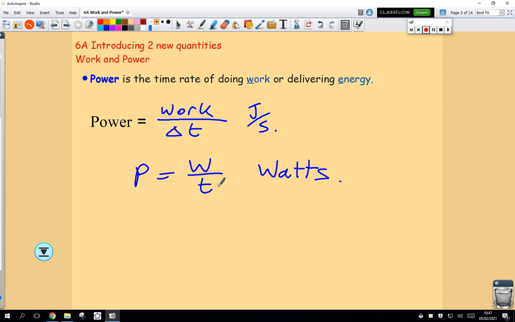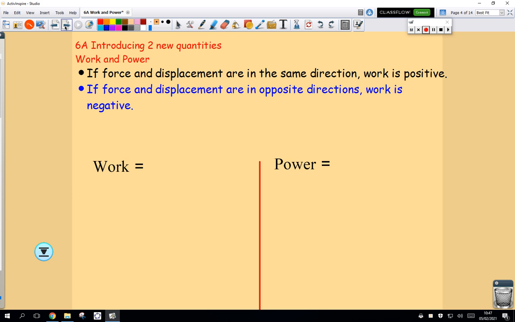Okay, so in order to calculate power, I need to know how much work has been done and how much time it has taken to do that work. An increase in work means an increase in power. An increase in time would mean a decrease in power. If it takes longer to do the same amount of work, well then there's less power involved.